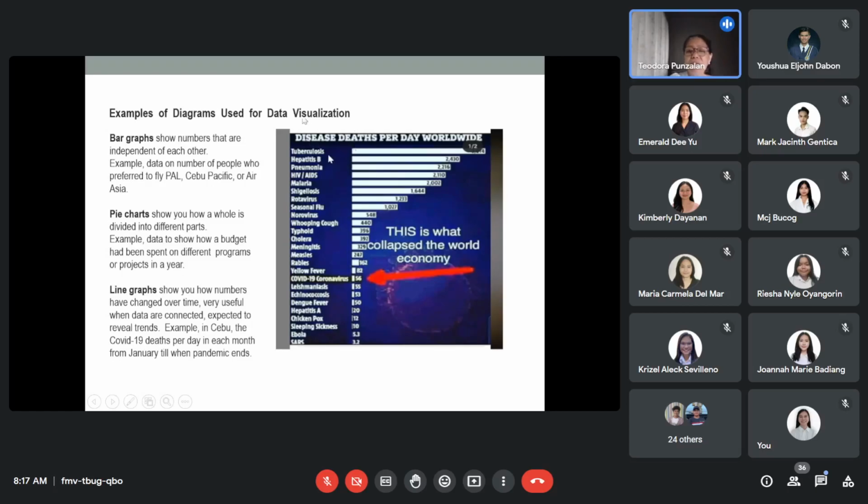Okay, so if you're trying to look for COVID-19, here is our COVID-19. But what year is this? And what is this in, millions? In thousands? There's something lacking in this presentation. That's my comment. So look, there are scarier deaths, diseases, no? Other than COVID-19.